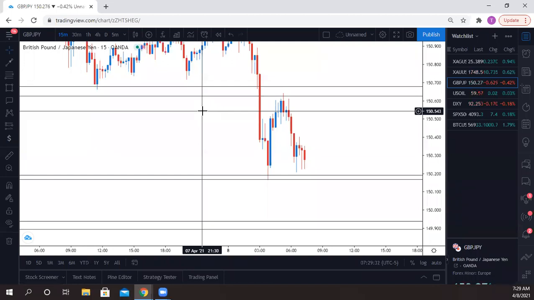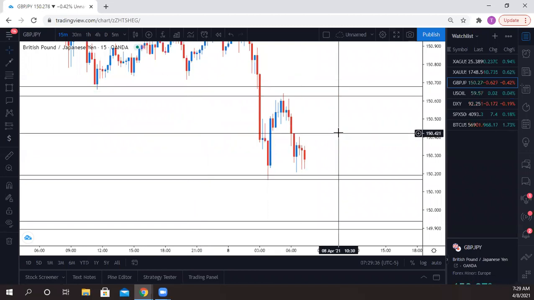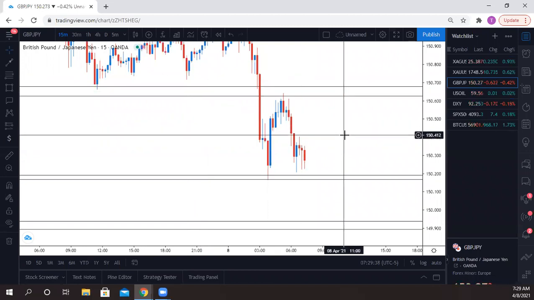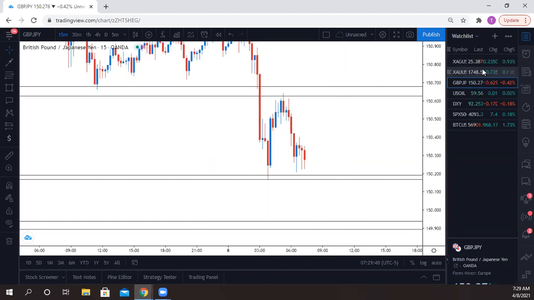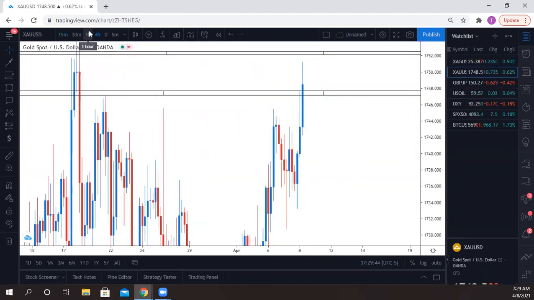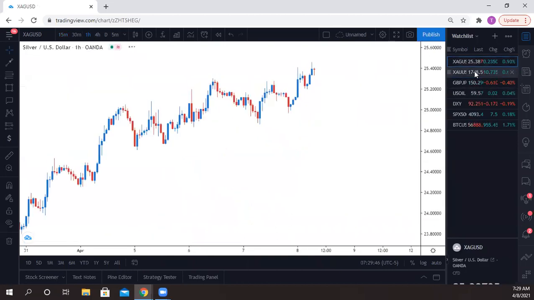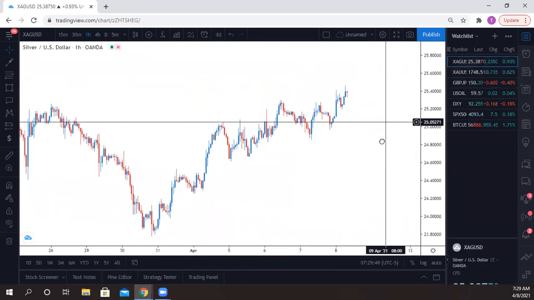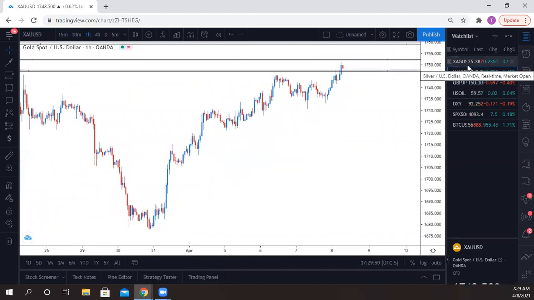Occasionally, if the market moves too fast, I'll get one that might be 1.5% or something, but I'm pretty impatient with losers. I don't like them. So it looks like gold and silver are holding on to the gains.